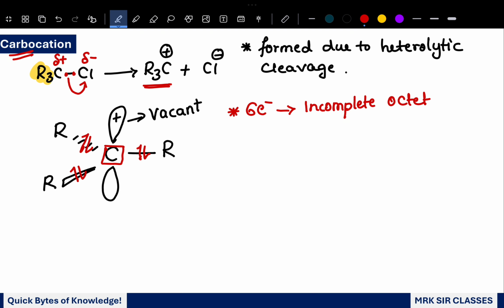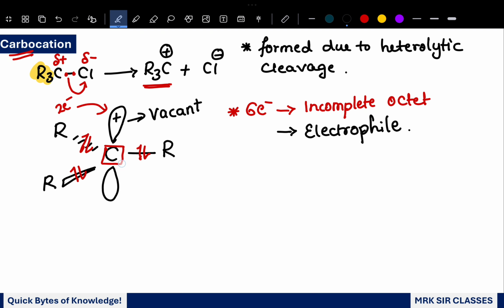Now if it, let us say, gains 2 electrons, it will be having how many electrons? 8 electrons. So if it has 8 electrons, compared to this, it will be more stable. So since it can accept 2 electrons, this will behave as electrophile. So this will behave as electrophile. That is the second point we have.